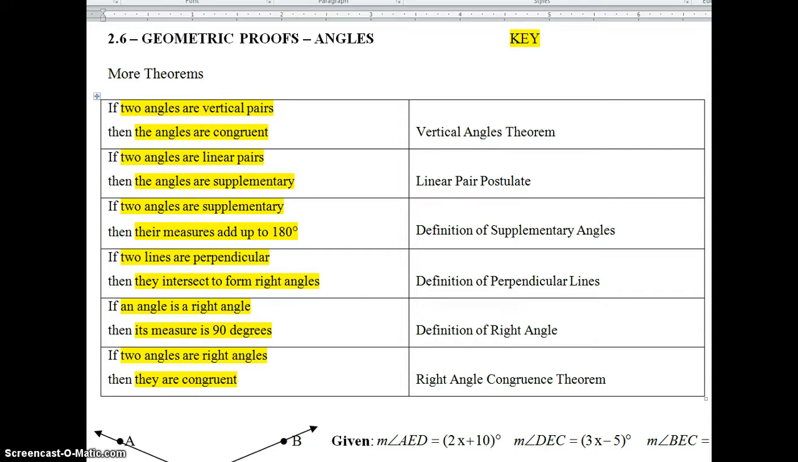The next one says if two angles are supplementary, now remember they do not have to be a linear pair, then their angles add up to 180 degrees. That's just the definition of what supplementary angles are. So we can just write def of supplementary angles.